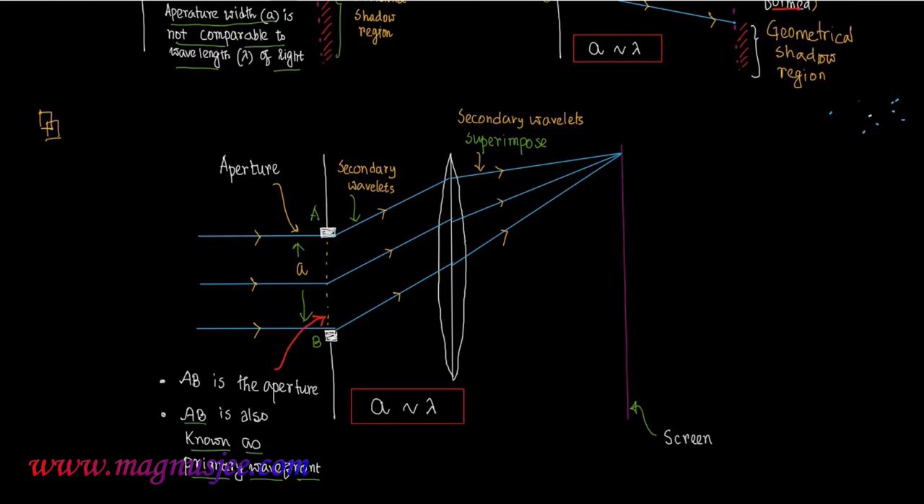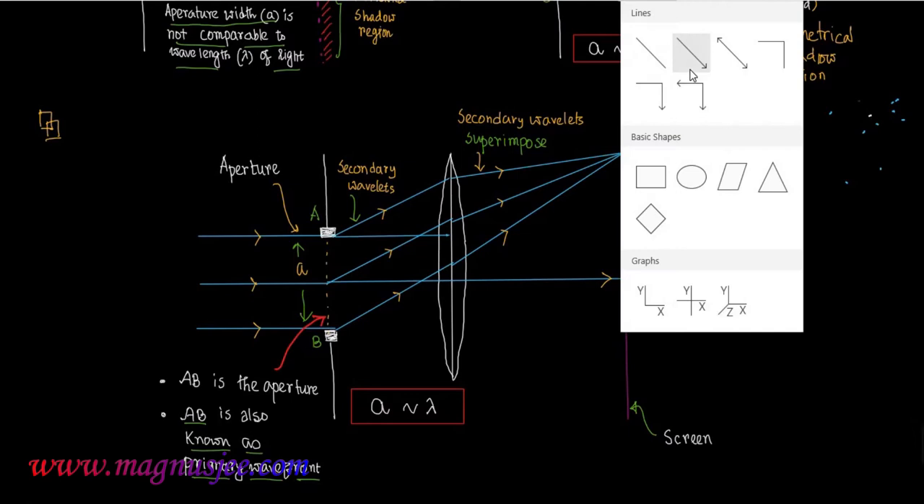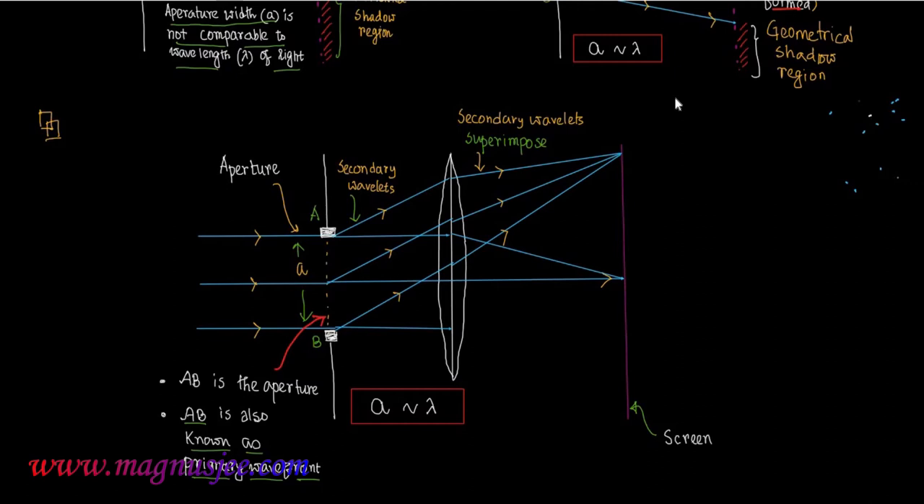After diffraction through the convex lens, secondary wavelets superimpose at a point on the screen in the focal plane of the convex lens. And here the parallel rays passing through the aperture without any deviation will converge at the second principal focus of the lens on the screen. Due to superposition of secondary wavelets from the primary wavefront or from the aperture AB, a diffraction pattern is formed on the screen and we get a central maximum, and on either side of the central maximum, secondary minimum is formed, and also secondary maximum and secondary minimum will be formed alternately.